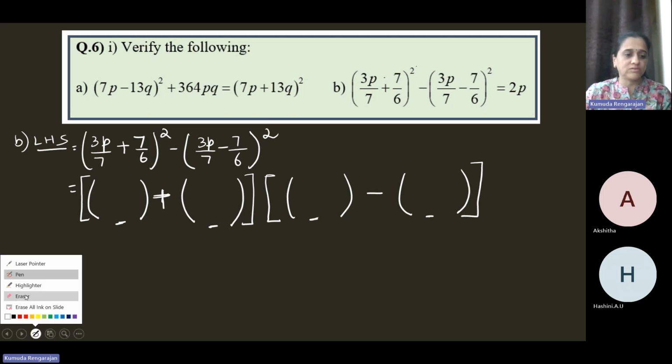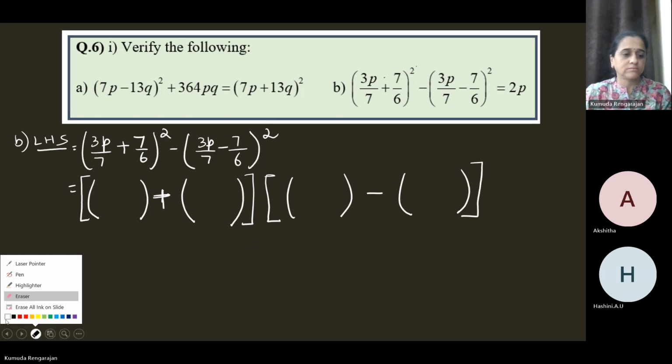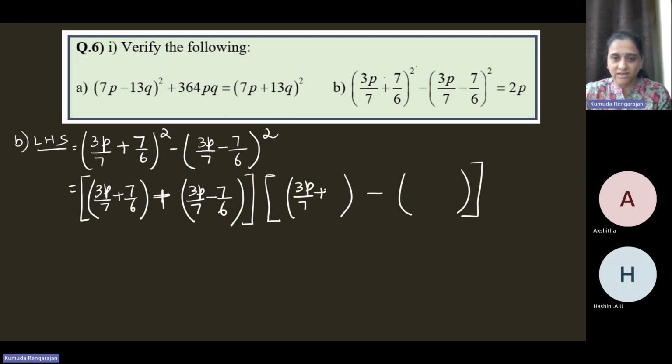Now fill in the spaces. Say A and write it. Don't read anything. A plus B. Say B. This is B. Correct? Into, again say A and write that A. Minus B. Which is B? This is B. Write that. Next step. Open the bracket. So the square bracket is gone.